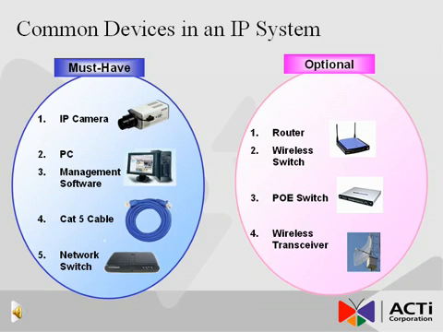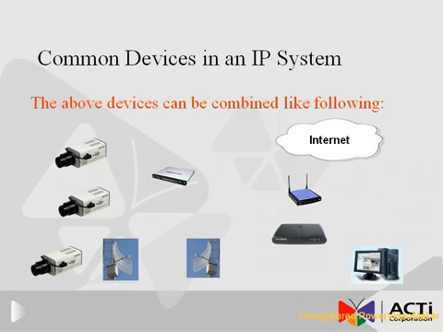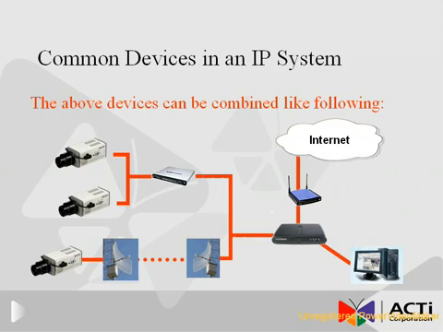A combined IP system can look like this illustration. The 2 cameras at the top can connect to the PoE switch, which provides both power and connectivity to the cameras. The camera below can be connected to a pair of wireless transceivers, by which video and network data is transmitted without using actual cables. All cameras can be connected to the main network switch on the right-hand side, which in turn connects to the computer for recording and to the router for internet management and viewing.